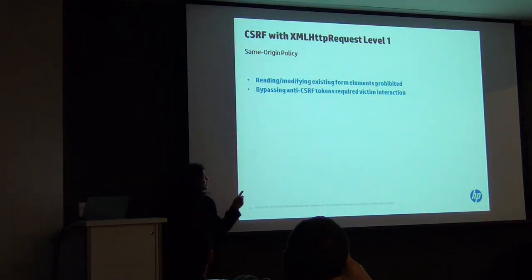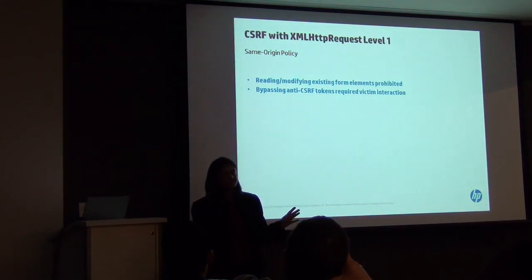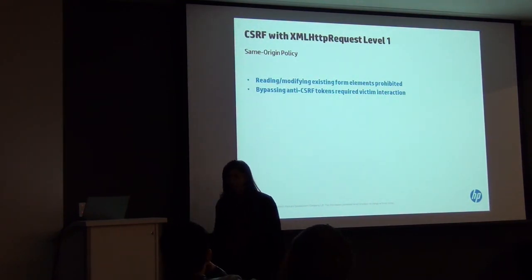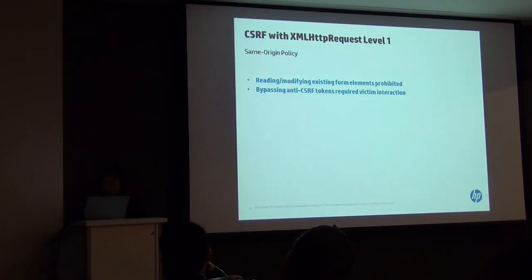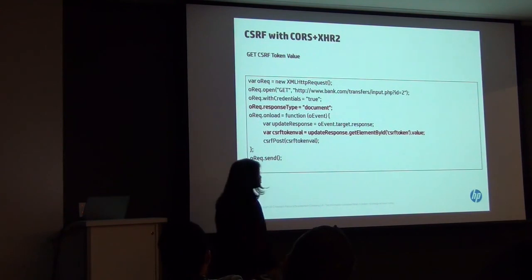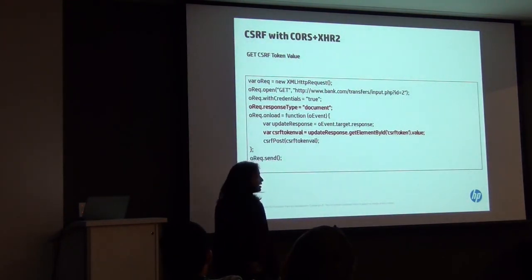When we just had XMLHttpRequest level 1, it was restricted by same origin policy. FreeAPI would not have been able to make the request to bank.com, and our anti-CSRF tokens were secure. Come to the world of CORS and XHR2. Now, freeAPI.com can make a request.